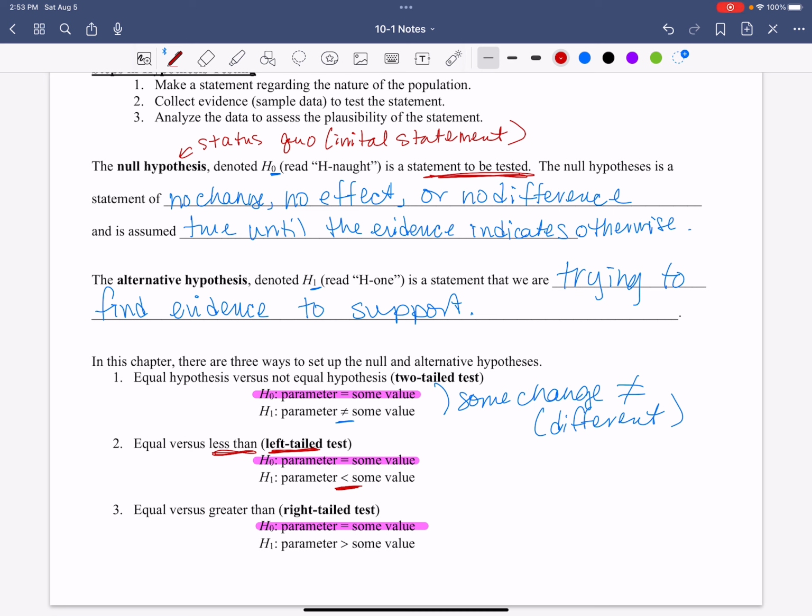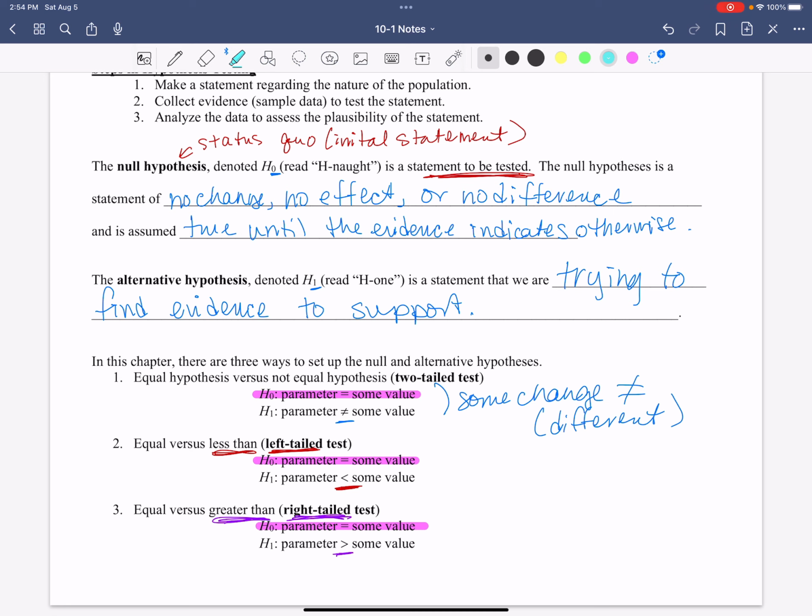All right? Or this is greater than, and because it's a right-tailed test, it ends up being a right-tailed test. I start with my parameter, that's some value no matter what. Now I'm saying, I think it's greater than whatever value it is that we're talking about.